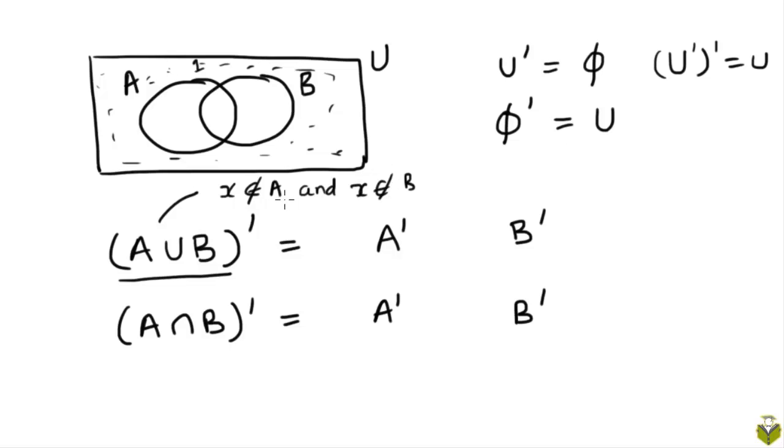If X does not belong to A, then X must be an element of A complement. Likewise, if X does not belong to B, then X must be an element of B complement. So X must be an element of both A complement and B complement. This means that X must lie in the intersection of A complement and B complement. So A union B complement is A complement intersection B complement. So when we push the complement inside and apply it to A and B, we have to invert this union sign, so the union becomes intersection.